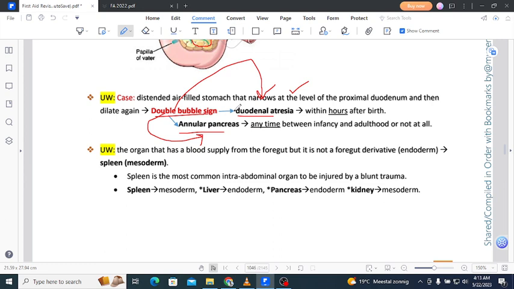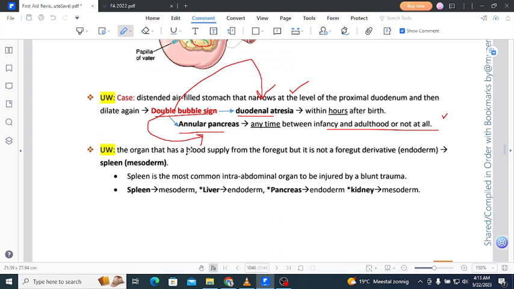The double bubble sign is seen in duodenal atresia within hours after birth, and in the case of annular pancreas any time between infancy and adulthood, or maybe not at all, as the annular pancreas may not be causing any kind of duodenal obstruction. Yep. So the double bubble sign is a very characteristic finding in duodenal atresia. It can also happen in annular pancreas.